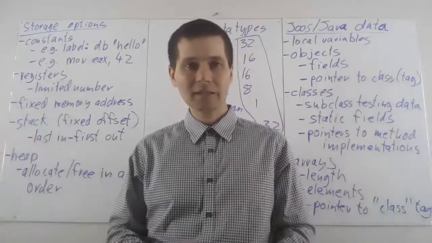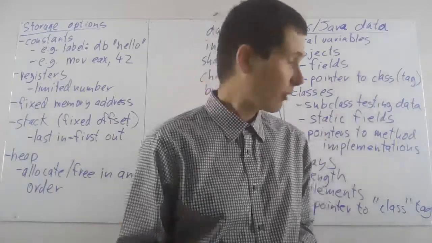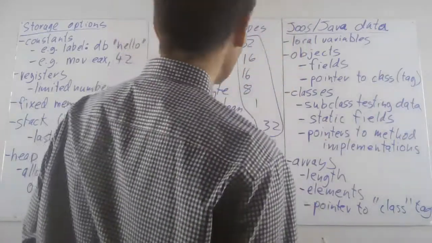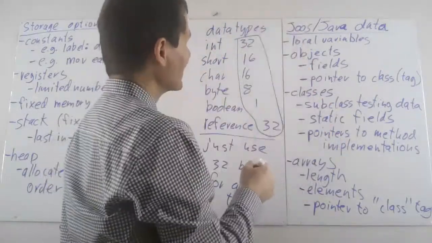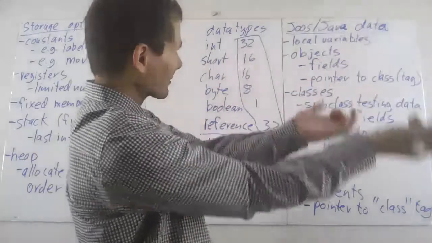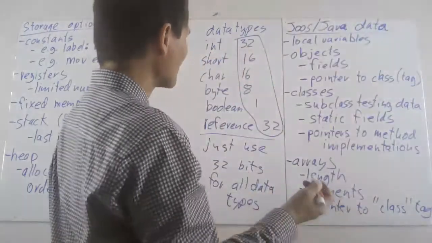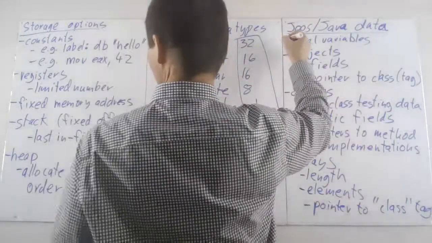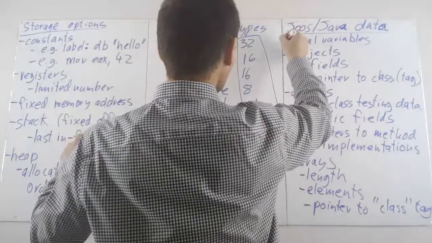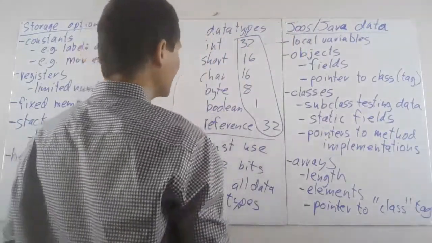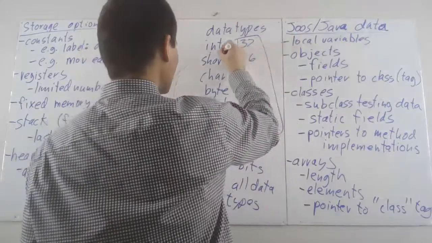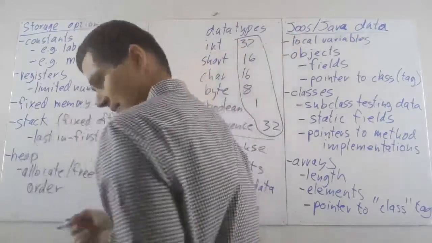Feel free to organize your memory differently. Okay, so local variables, at least in Java and Joos, get created in a last in, first out order. And so the standard and simplest way to implement local variables is to put them on the stack.